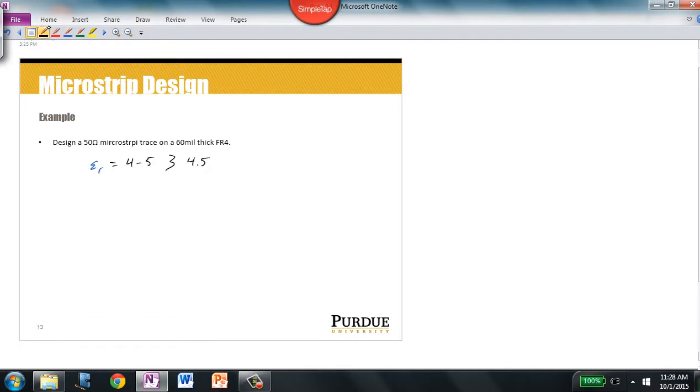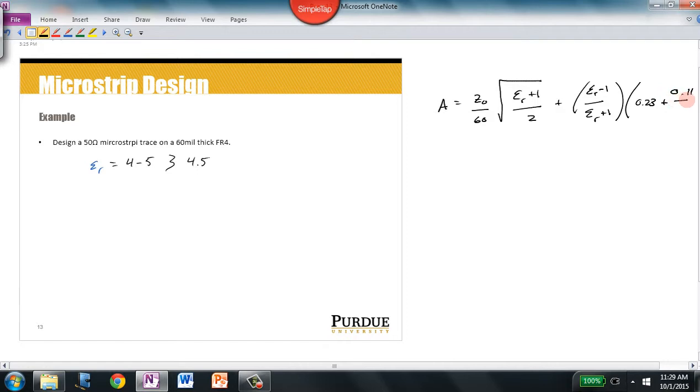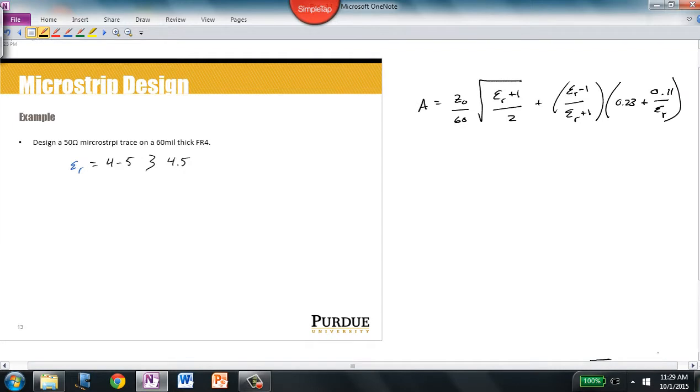So now we return. The design equation for the high impedance region is, first we calculate this value called A, and it is equal to our desired characteristic impedance divided by 60 times the square root of the actual permittivity of the material of the substrate plus 1 divided by 2, plus epsilon r minus 1 over epsilon r plus 1, and we multiply that by 0.23 plus 0.11 divided by epsilon sub r. So that's our equation that we're working with.